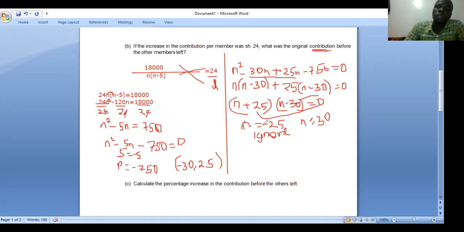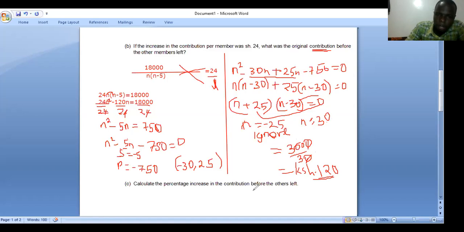So before they left, the total amount of money to be contributed was 3,600. But we had how many members? 30. So the original contribution is 3,600 divided by 30, so that is Kenyan shillings 120. That is the solution to that question.